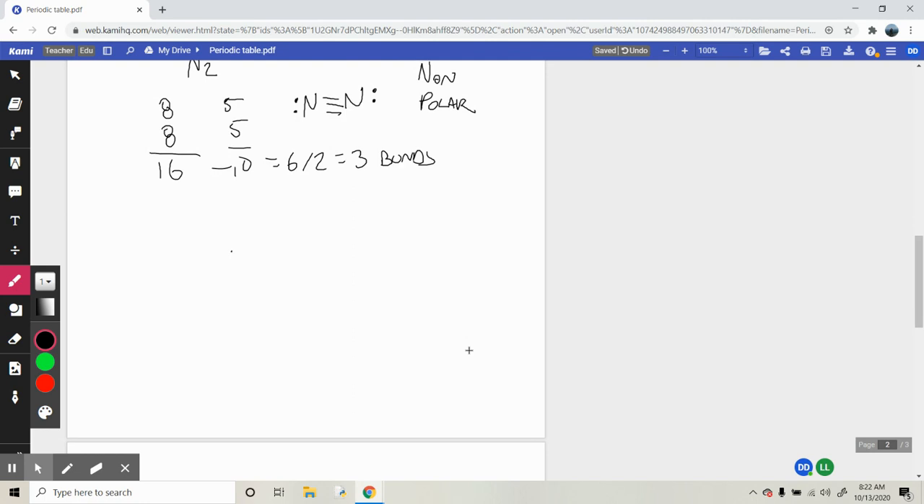Let's switch it up a little bit. Let's go SO4 2 negative. Actually, let's not do that right now. That might lead us into tomorrow's stuff. How about we do NH4 plus? Let's do that guy instead. That sounds good. Okay, so let's go ahead and do NH4 plus.